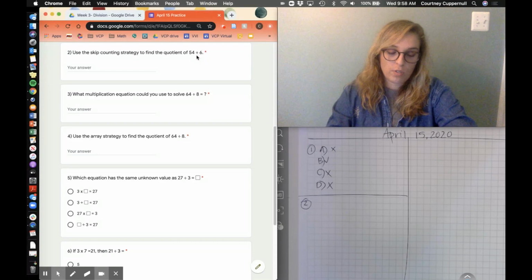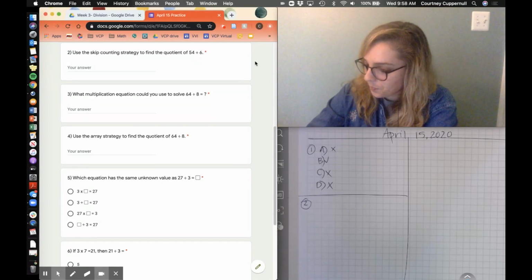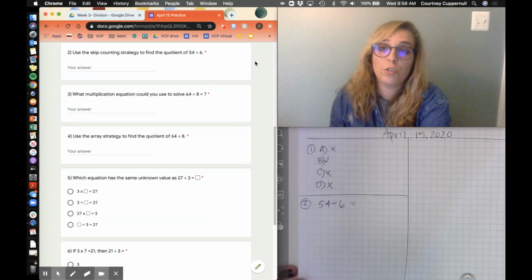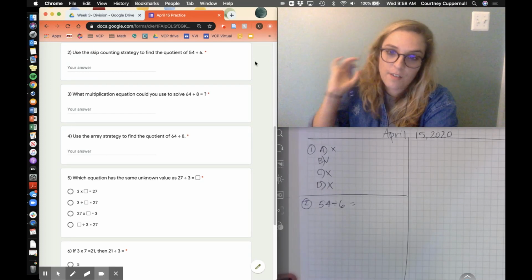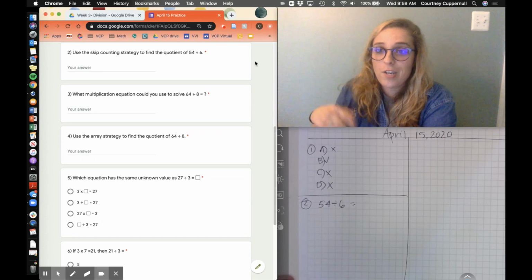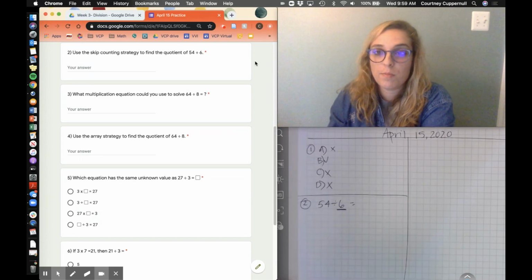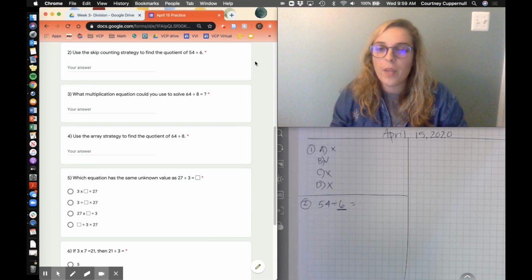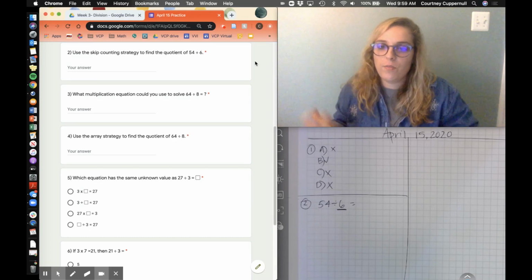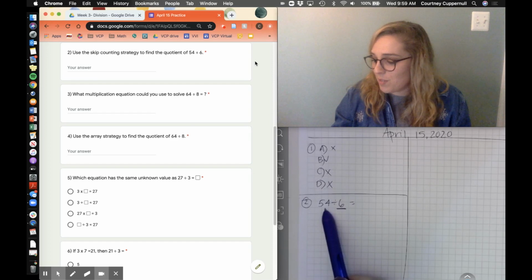So we're going to use the skip counting strategy to find the quotient of 54 divided by 6. I'm going to go ahead and write the equation to remind myself. I'm trying to find what the quotient, or the answer, is to 54 divided by 6. When I use a skip counting strategy, that means I'm going to skip count by the group's number, by the factor that we are splitting our total into. Because if I skip counted by 54, that just doesn't make any sense, because I only have 54 things. If I have cupcakes, I only have 54 cupcakes that I need to split into 6 groups.